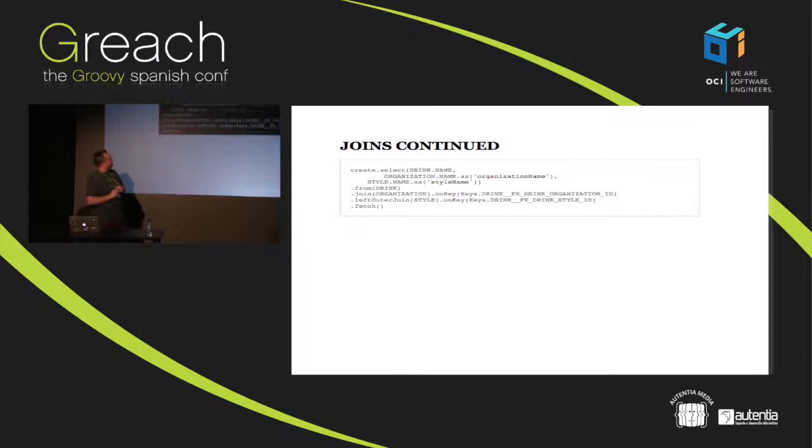Because there are three columns with this name, we want to rename that in the record so that it comes back correctly, and then we're just joining on the organization table, and then doing a left outer join on the style table in case there are beers that don't have a style listed.